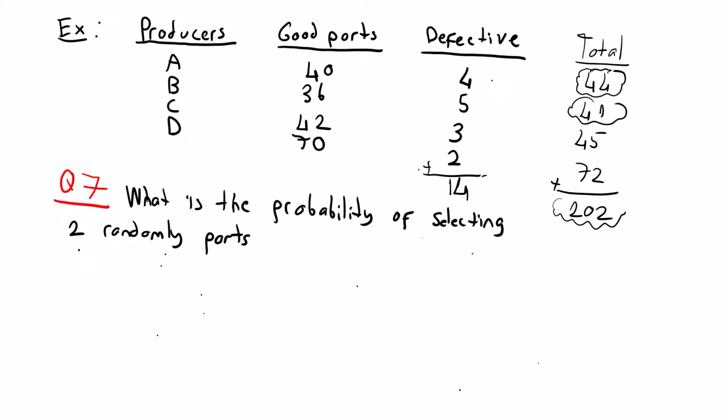Okay, so let's work on another problem. What is the probability of selecting two random parts from producer C? So what we're looking for is P(C and C).